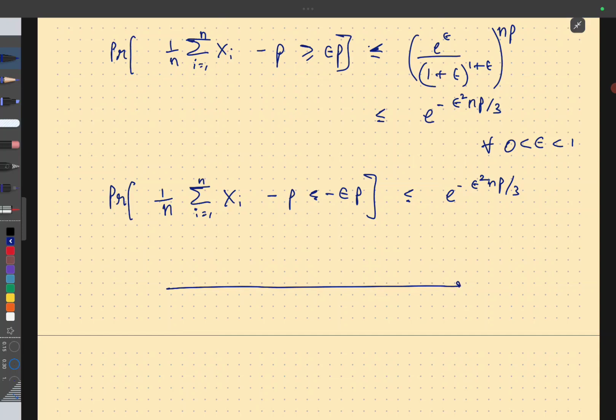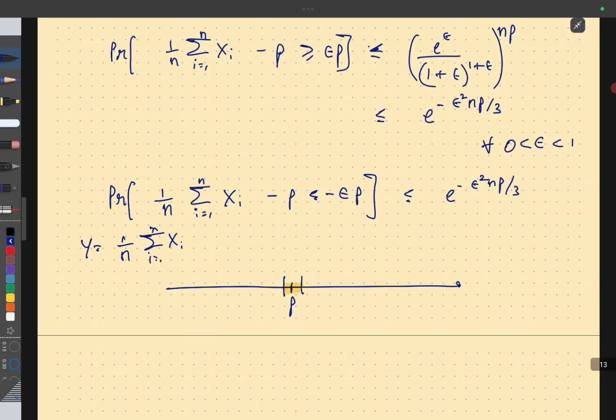So let's see visually what this represents. I have the real line and this is my p, right? I'm interested in the random variable y, which is equal to 1 over n summation i equal to 1 to n xi. Correct? Now with high probability, I would expect this quantity y, as n becomes large, to lie somewhere in a neighborhood of p. Correct?